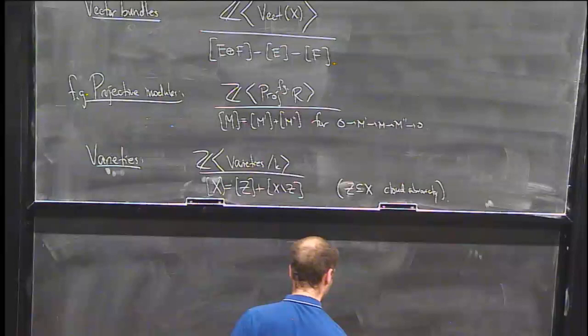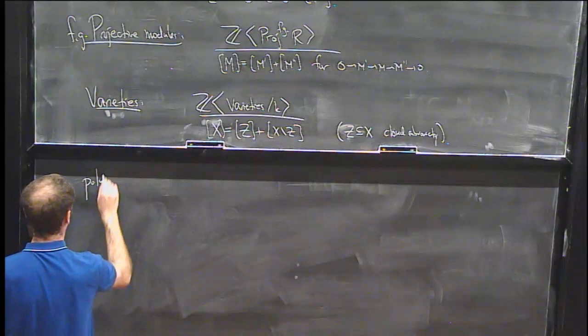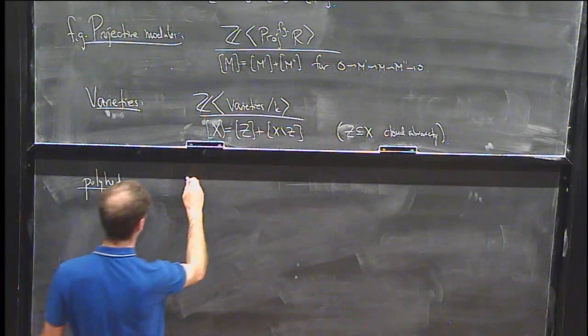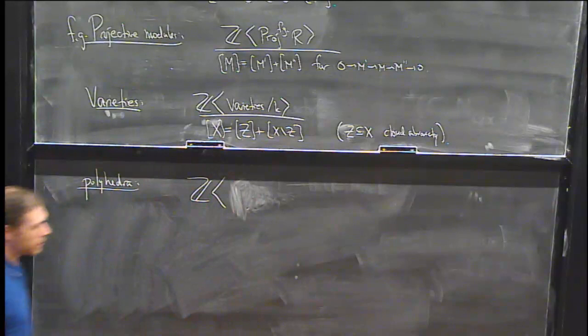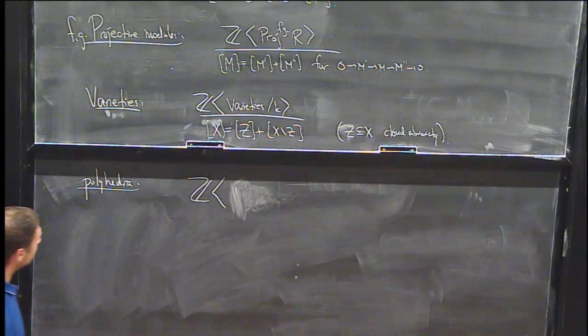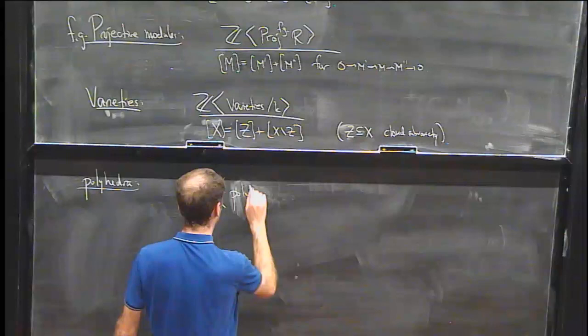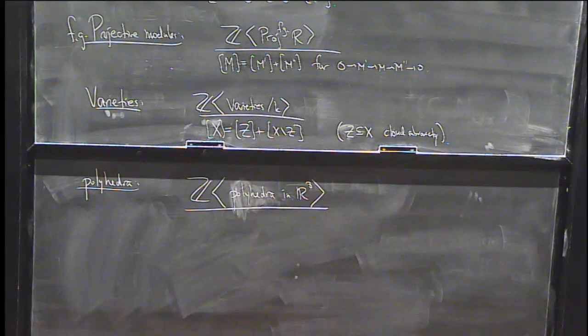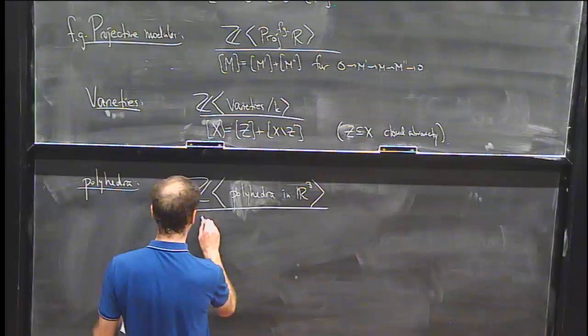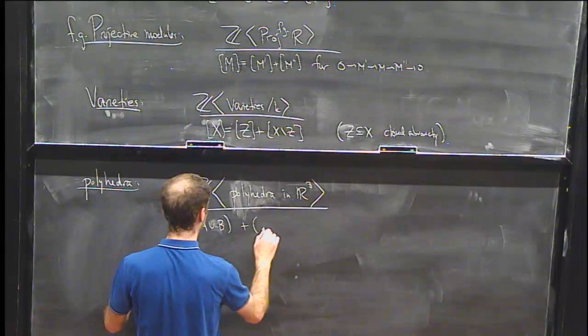You can take the Grothendieck group of polyhedra. So you take the free abelian group on, say, polyhedra in, so maybe I shouldn't say polyhedra, because probably by polyhedra you think it's convex. I just mean any sort of subset of, so I'll write polyhedron in R3. I mean a subset defined by some linear inequalities and union and intersection. Modulo inclusion-exclusion, A union B plus A intersect B is equal to A.